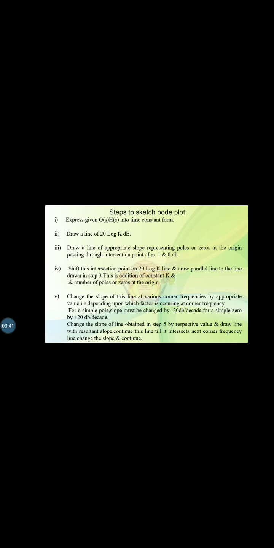For a simple pole, slope must be changed by minus 20 dB per decade. For a simple zero, by plus 20 dB per decade. Change the slope of the line obtained in step 5 by the respective value and draw a line with the resultant slope. Continue this line till it intersects the next corner frequency line. Change the slope and continue.